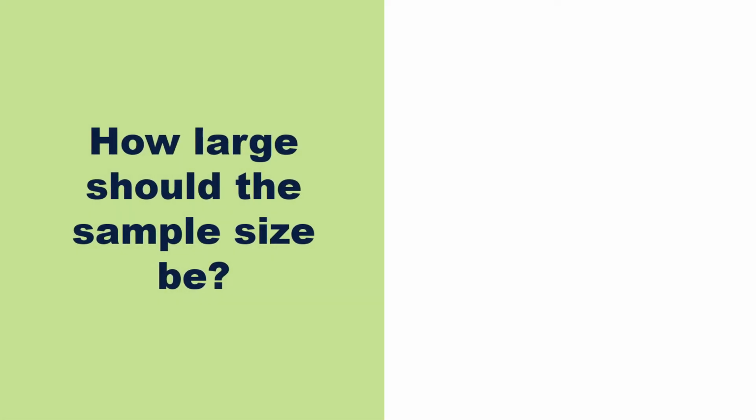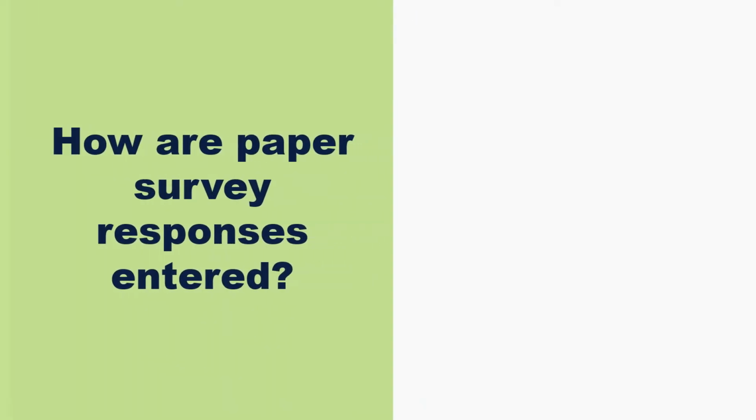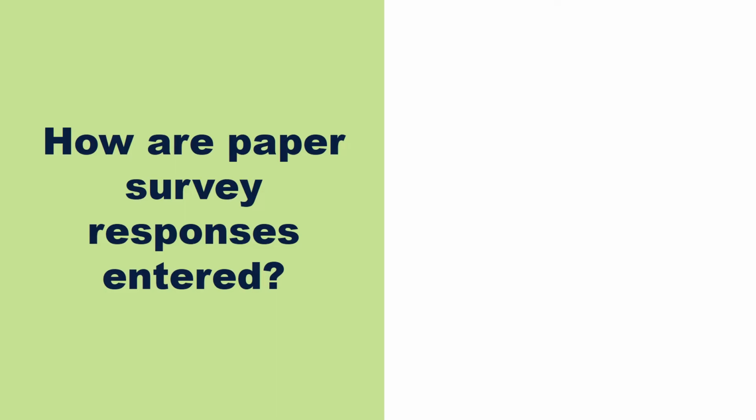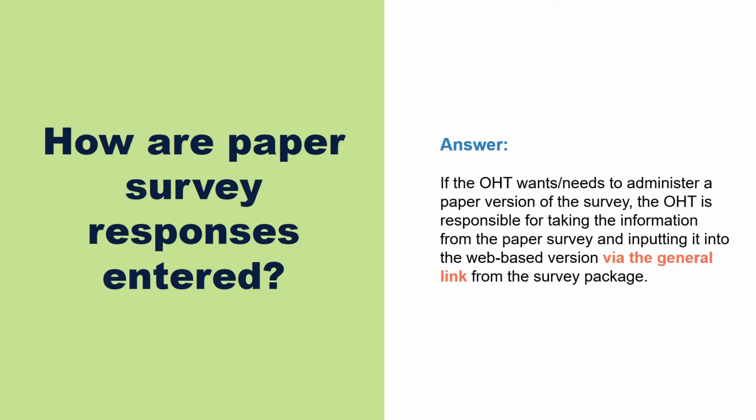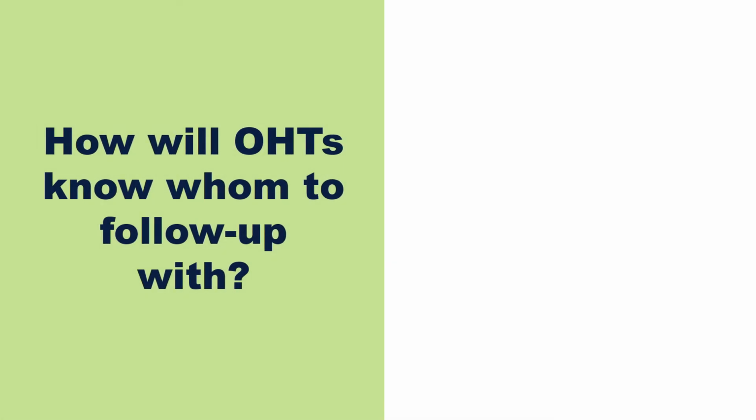How large should the sample size be? The OHT determines how many patients to survey, but remember, HSPN can only send results when there are at least 10 patients. How are paper survey responses entered? If your OHT wants or needs to administer a paper version of the survey, your OHT is responsible for taking the information from the paper survey and inputting it into the web-based version via the general link from the survey package.